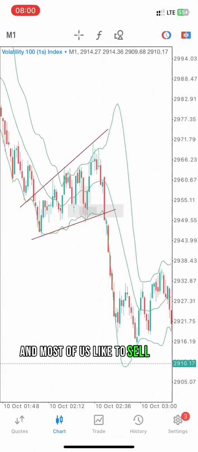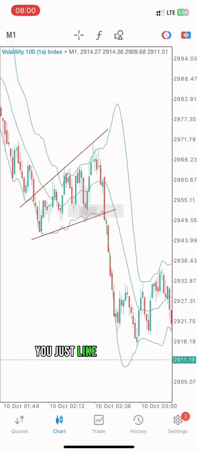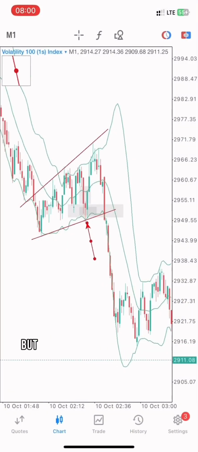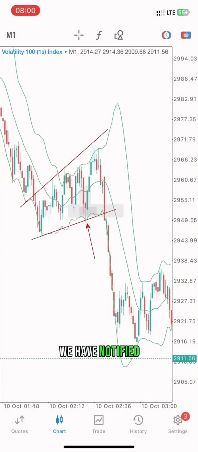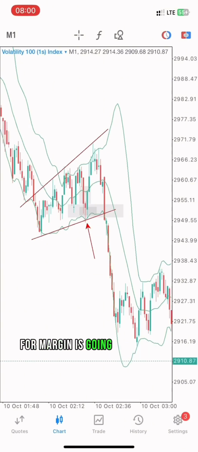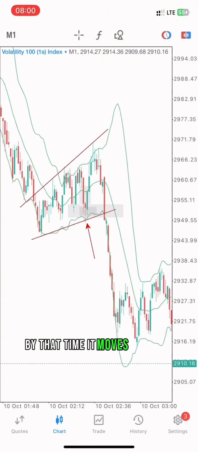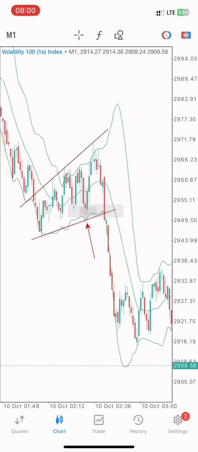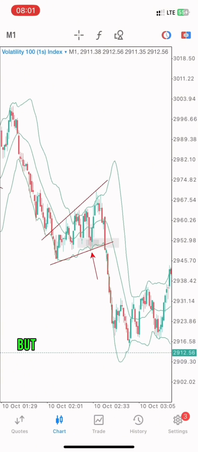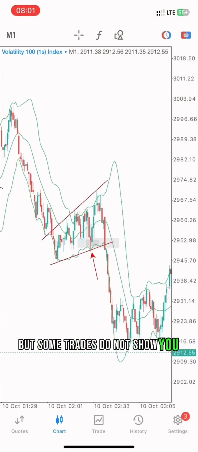And most of us like to sell early. That's why you blow your account. You like to sell there. But that's a buy because it has touched the lower part of the Bollinger Band. So that's a buy. But most of us would be selling because we have noticed a pattern which is a rising wedge, and you know it's going to sell. But then when you sell, it's going to go up because you have entered full margin. It's going to hit your sell. By the time it moves 2-3 candles, you'd have blown your account. So you need to know these things. You need to identify with the Bollinger Bands that it's now time to sell. Most of the people like to sell after breakout, but some trades do not show you after breakouts.